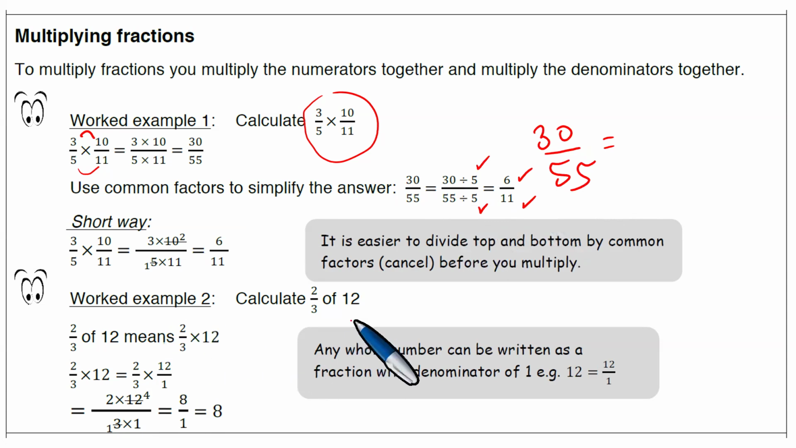Worked example 2. Calculate 2 out of 3 of 12. 2/3 of 12 is the same as 2/3 times 12. 3 goes how many times into 12? It goes 4 times. So 2 times 4 is 8, and you have 1 times 1, which is 1. And therefore 8 divided by 1 gives us 8.